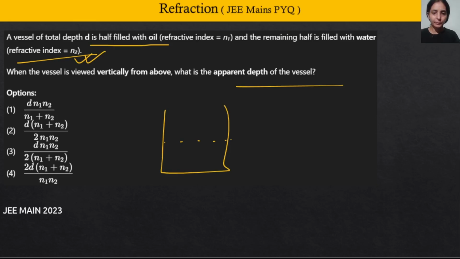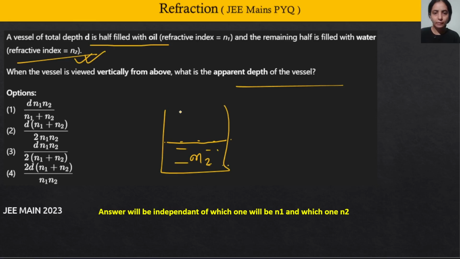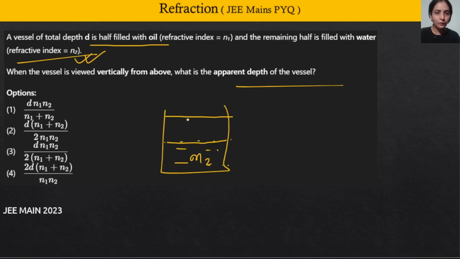So you draw the diagram carefully. Here we are talking about oil and water. We know that oil is more dense, so it will be at the bottom, right? So at the bottom, your half filled part is water, it has refractive index of N2, and the rest, the above half portion, is filled with oil of refractive index N1. This will be the diagram, okay? When the vessel is viewed vertically from above, what is the apparent depth of the vessel? So we are being asked about apparent depth. How will you find apparent depth?